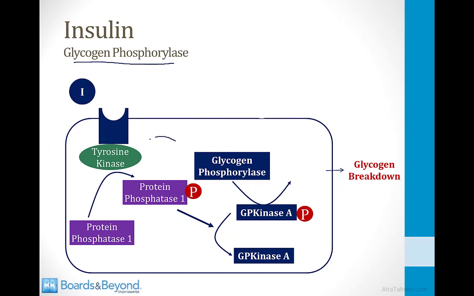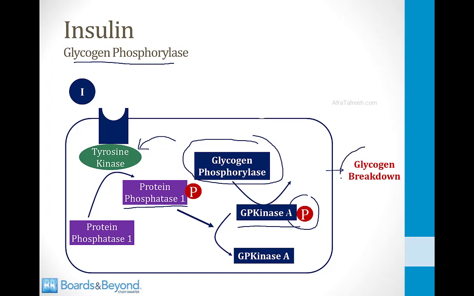Here's a depiction of how insulin affects glycogen phosphorylase. The insulin receptor has a tyrosine kinase bound to it. This tyrosine kinase will phosphorylate an enzyme called protein phosphatase 1. The phosphorylated protein phosphatase 1 can remove the phosphate group from GP kinase A, the enzyme I was talking about on the last slide. When the phosphate group is removed, glycogen phosphorylase is not activated, and therefore you have a decrease in glycogen breakdown, which is what you want in the setting of high insulin levels and the fed state.